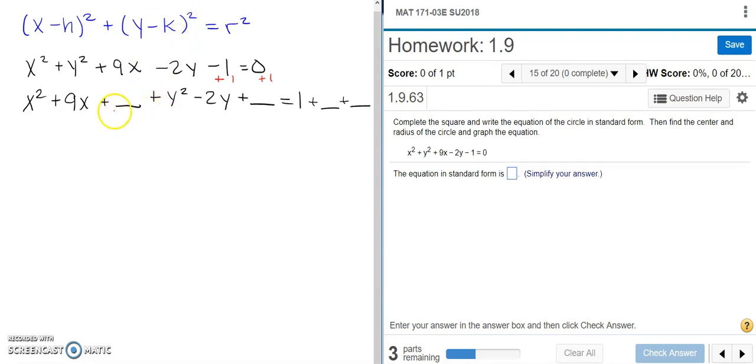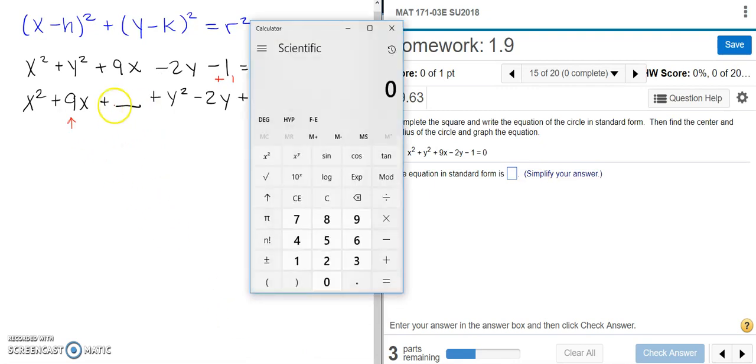I'm not sure. So what you do is you are going to do half of the middle number squared. Okay? Half of the middle number squared. So sometimes that can be nice numbers, but in this case, half of 9 is 4.5, and then 4.5 squared is 20.25.